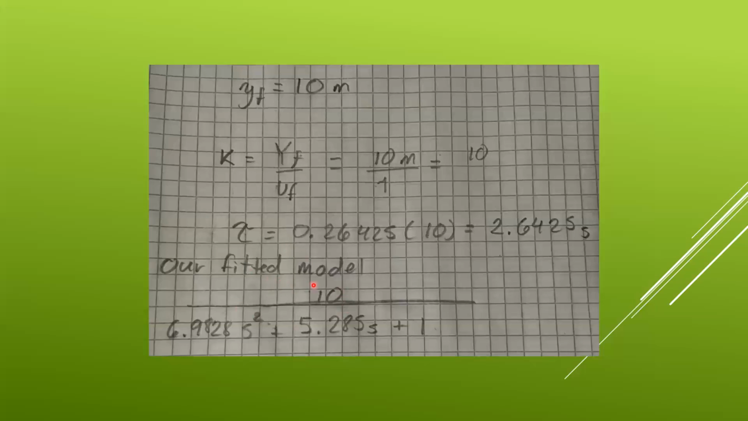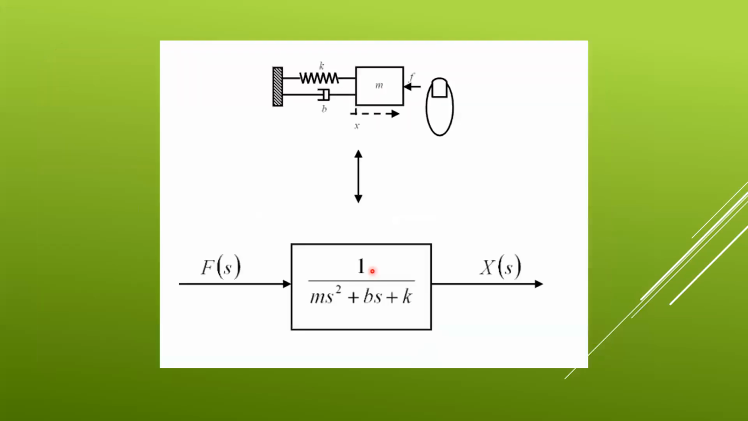And from this fitted model, we can get the values of our system from this explanation. So we can get the mass and the values of the damp and the spring system. So we can get somewhat of an idea of what this system is made of.